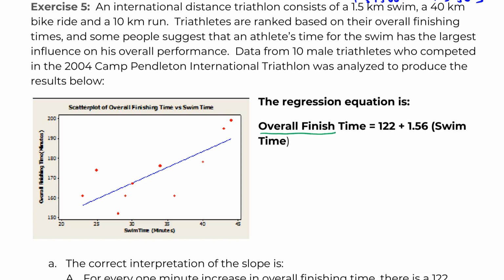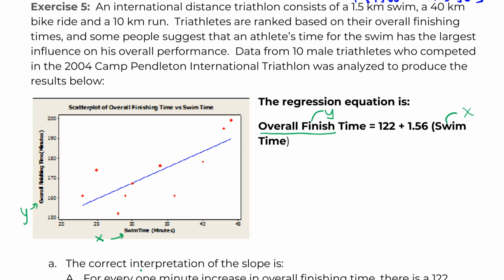So right here, I now know what my y variable is and what my x variable is, right? So we're using swim time to predict finish time. I can also see that here in my scatter plot. It looks like my data follows a weak linear trend or moderate linear trend, positive. Yeah, let's see what they ask us for.